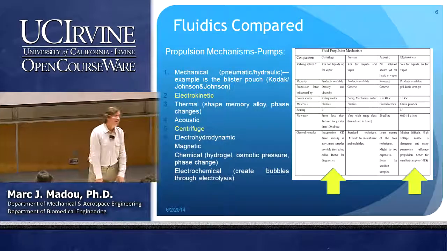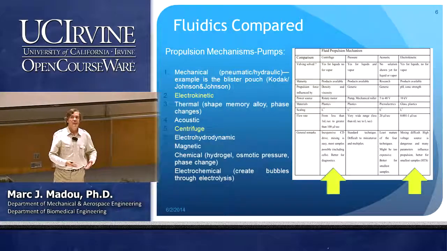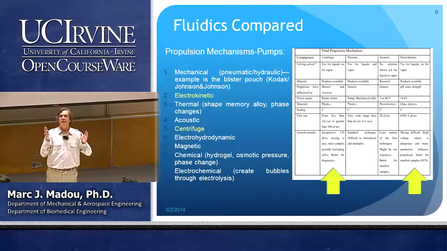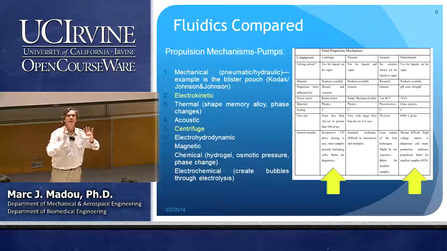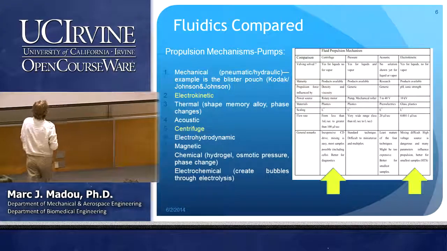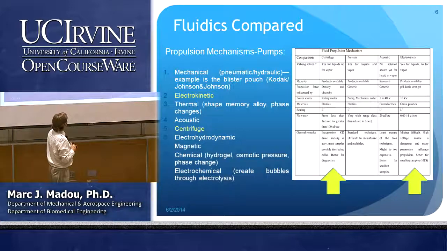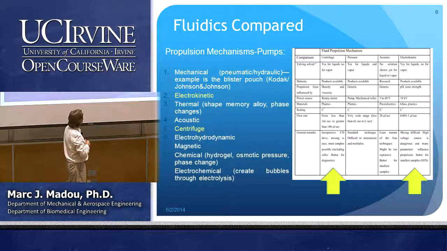If I use a CD, unfortunately the scaling isn't all that great, but I can deal with milk, urine, any sample, you can pump it easily. You could not do that with electrokinetics. Good? Flow rate, so scaling, then flow rate from less than 1 nanoliter per second to greater than 100 microliters per second, so wide range with the CD.